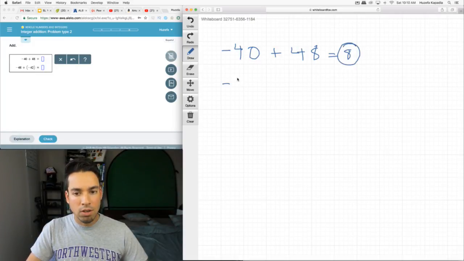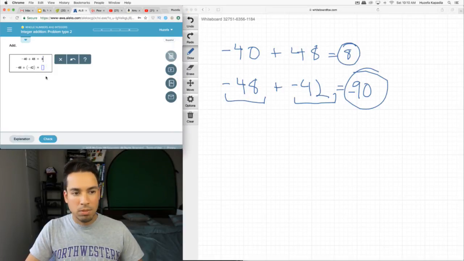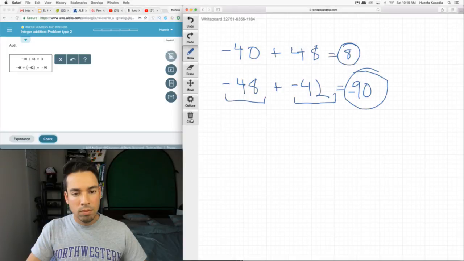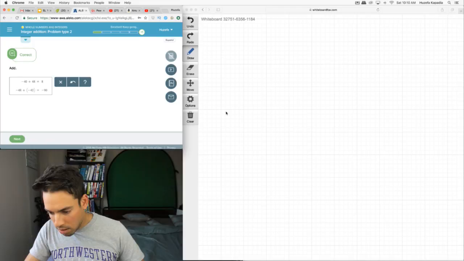What about this guy down here? A negative 48 plus a negative 42. They're on the same team. Therefore, this is an addition problem. It's 48 plus 42, which is 90. And since they were both negative, the final answer is negative. So negative 90. So we got 8 up top, negative 90 down below. All right, let's check over here. Okay, let's see. Let's see what we got.